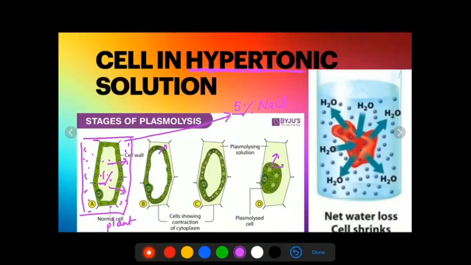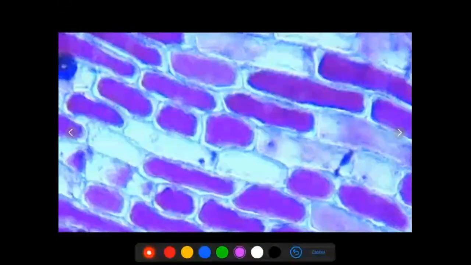And as all the water is moved out, the plasma membrane shrinks. Remember, in a plant cell, the cell wall has not shrunk. What has shrunk is the plasma membrane. This condition of a plant cell can be termed as plasmolysis. This is a blood cell. If you place the blood cell in hypertonic solution, this blood cell does not have a cell wall, so this will shrink.